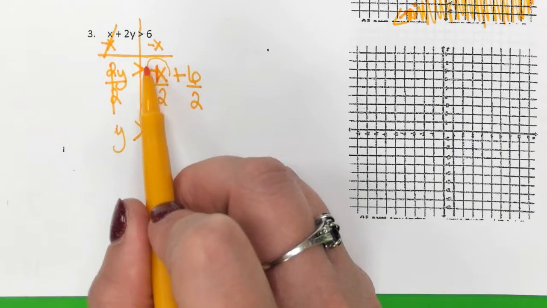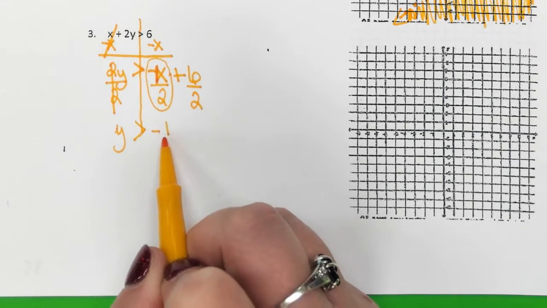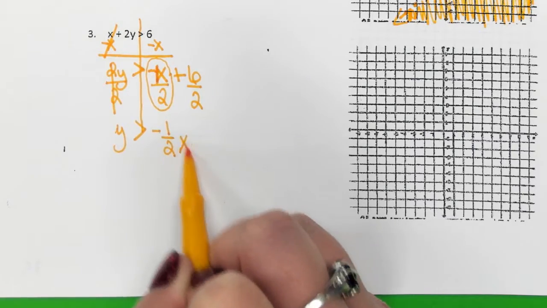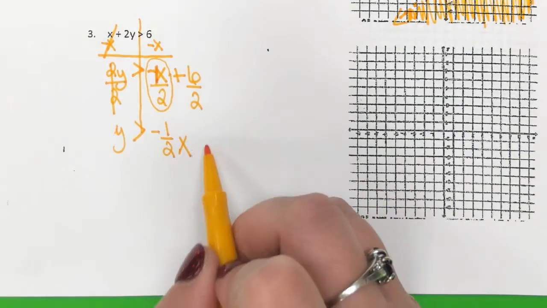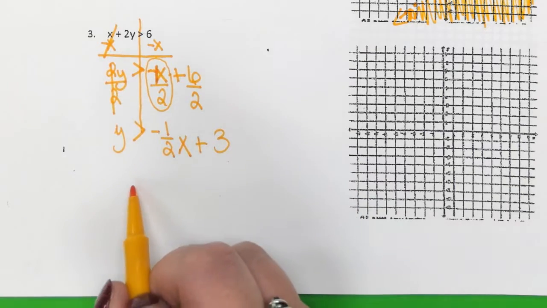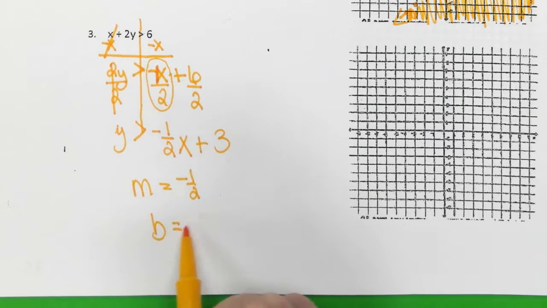And how do I write this guy right here? 1/2, and then x goes to the side. There you go. And then what's 6 divided by 2? 3. So what's my slope? And my y-intercept? 3. Perfect.